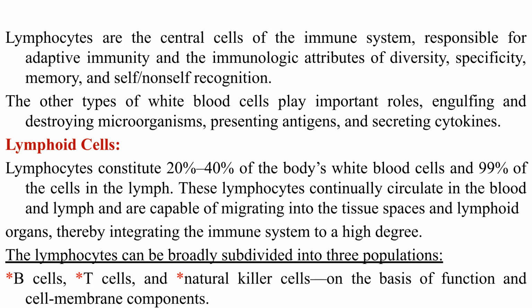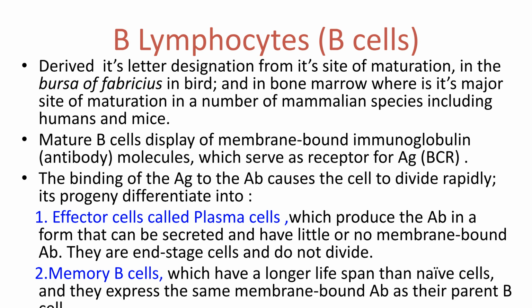The cells of the immune system are fundamental to defense against pathogens. Lymphocytes are central to adaptive immunity, providing diversity, specificity, memory, and self-non-self recognition. Other white blood cells engulf and destroy microorganisms, present antigens, and secrete cytokines. Lymphocytes constitute a large portion of white blood cells and circulate through the blood and lymph. They are subdivided into B cells, T cells, and natural killer cells based on function and membrane components.